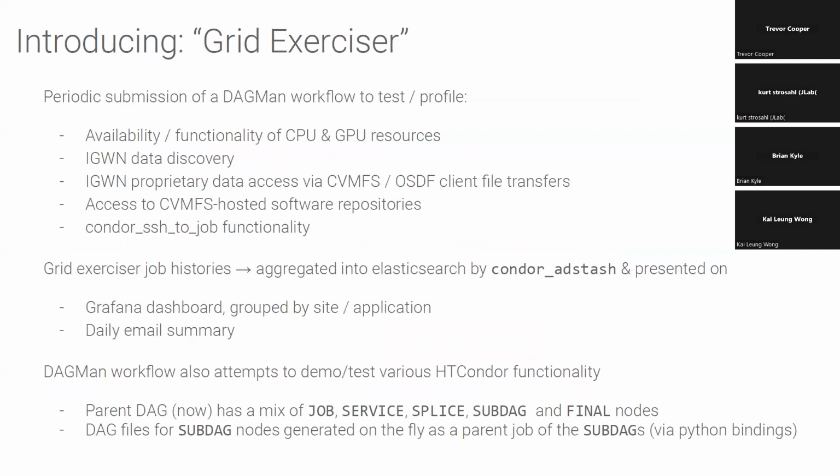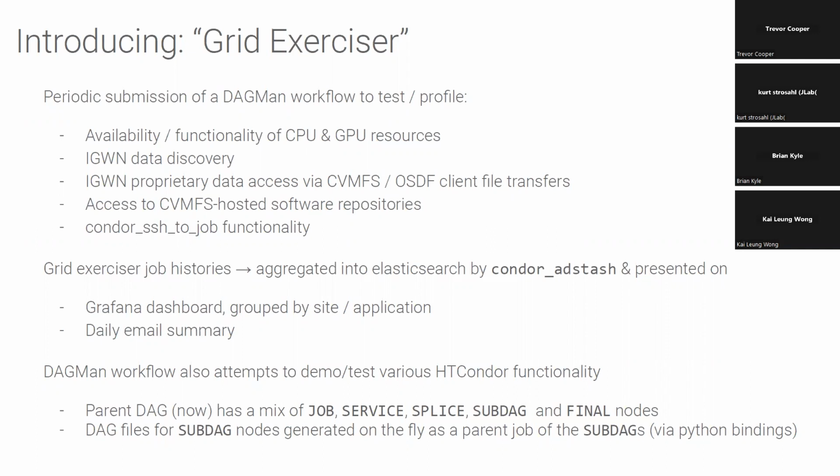So that's where our grid exerciser comes in. All this is really is a periodic submission of a DAG workflow that tests a bunch of important user-facing functionality. So things like: are we actually getting to various sites? Can we find and access data at various sites? And some other bells and whistles that I've added recently.